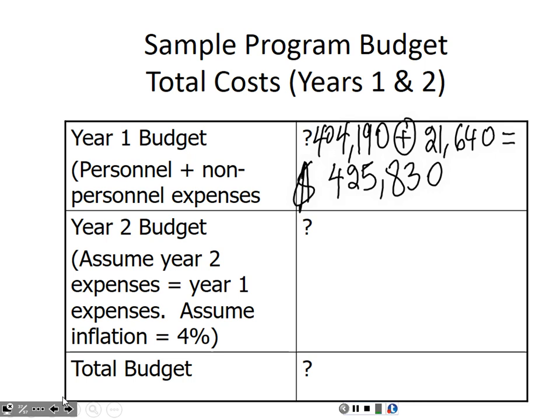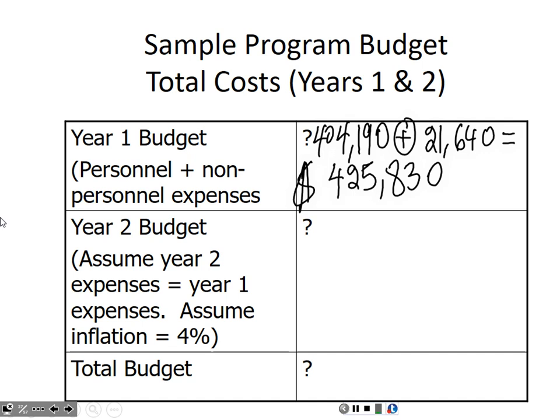Now we're gonna assume that our program is actually a 2-year program, because really it's difficult to achieve much within just 1 year. And we're gonna make a huge assumption that our personnel and non-personnel needs in year 2 are the same as our personnel and non-personnel needs in year 1. So basically we're gonna assume that our expenses, our budget in year 2 is the same as our budget in year 1 for sake of this exercise.